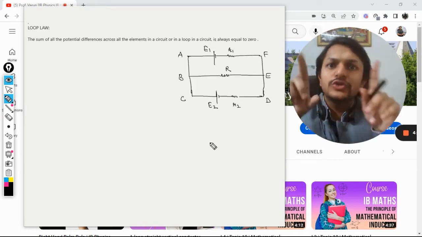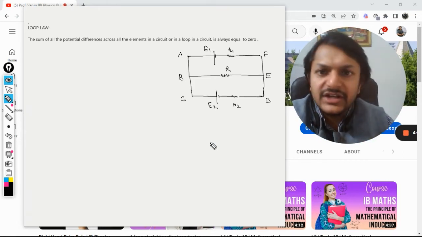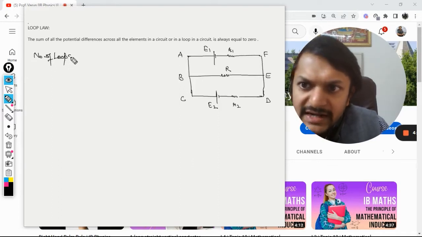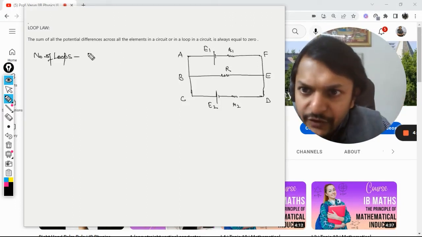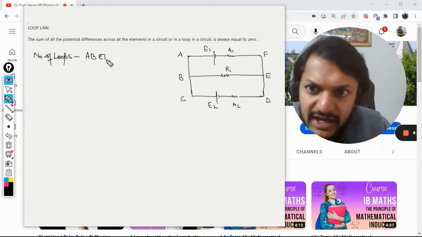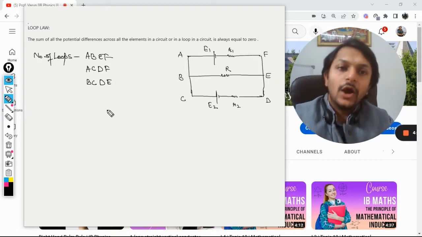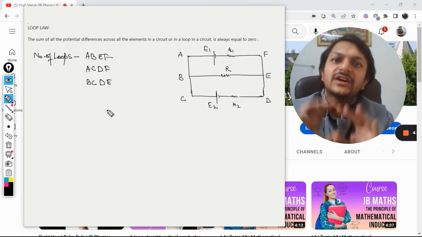Now we are going to choose one loop first. What is a loop? A loop is a complete 360-degree circuit. So how many loops are there? Let us see how many rectangles we can see in this diagram. First, it is A, B, E, F. Another is A, C, D, F. And the third one is B, C, D, E. These are three different completely connected loops in which the current is flowing.